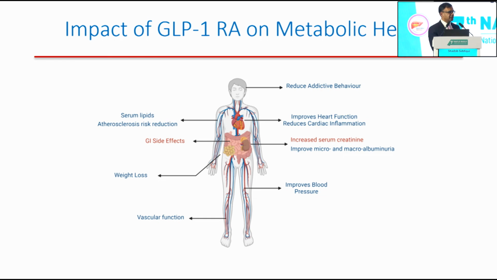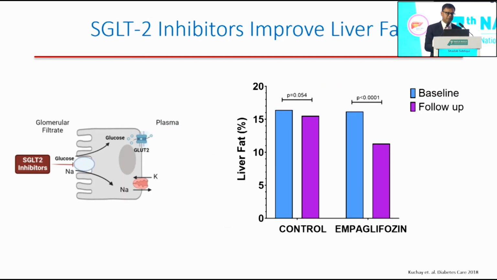Now, it does have side effects, particularly the GI side effects, and we don't understand it well. What is the sustainability of these? Do they stick around for a lot longer when the medication is stopped? So we don't yet know. So there are some unknowns with this. But it improves renal disease, it improves cardiac disease, improves blood pressure, vascular function, it causes weight loss. So there are a lot of benefits of GLP-1 receptor agonists.